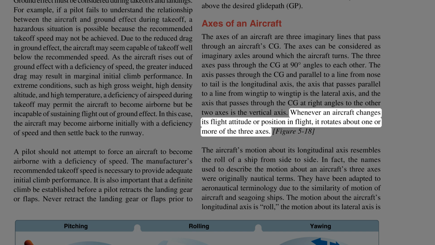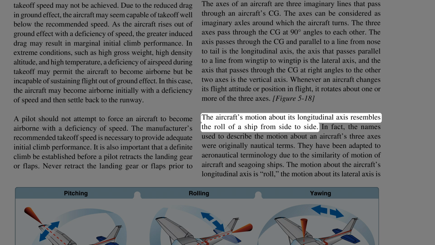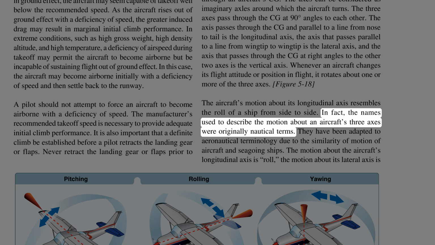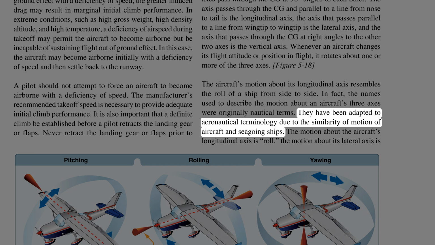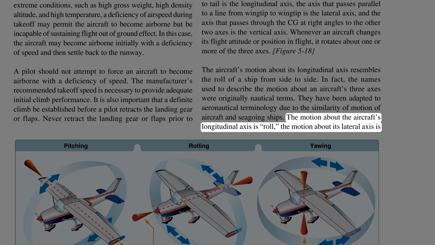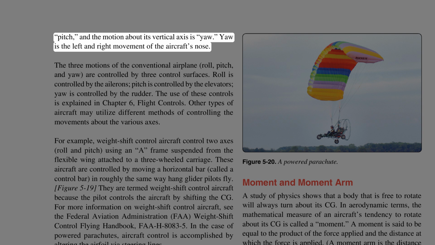Whenever an aircraft changes its flight attitude or position in flight, it rotates about one or more of the three axes. The aircraft's motion about its longitudinal axis resembles the roll of a ship from side to side. In fact, the names used to describe the motion about an aircraft's three axes were originally nautical terms. They have been adapted to aeronautical terminology due to the similarity of motion of aircraft and seagoing ships. The motion about the aircraft's longitudinal axis is roll, the motion about its lateral axis is pitch, and the motion about its vertical axis is yaw.